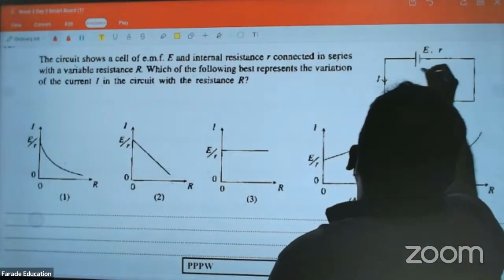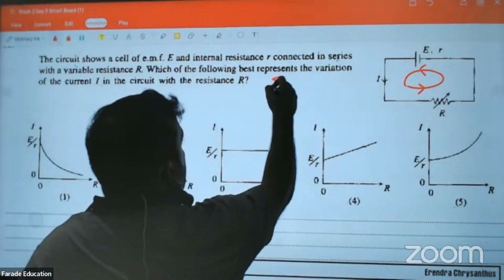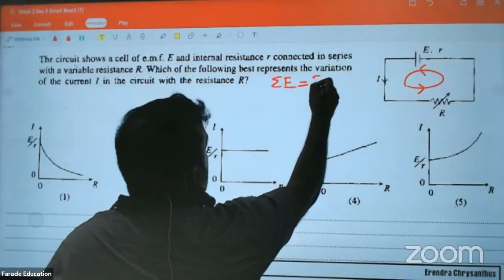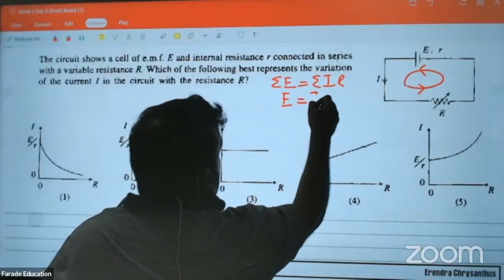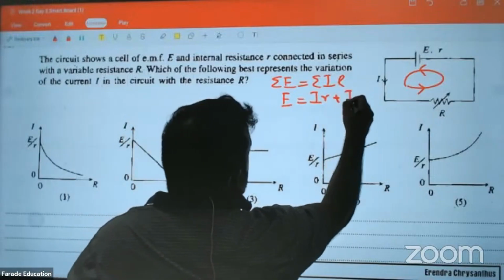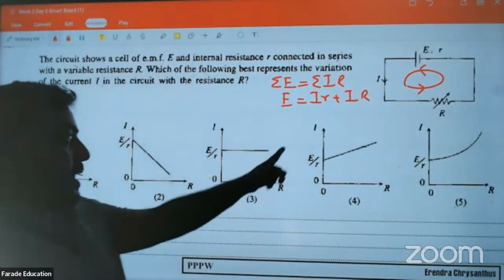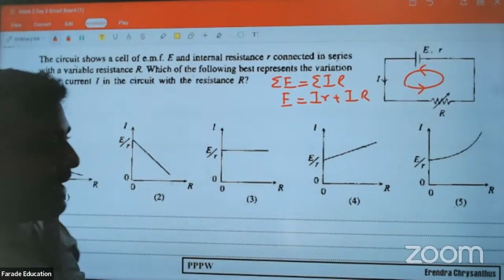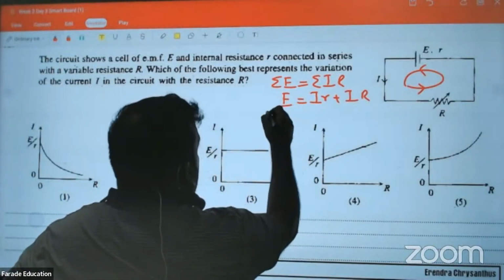Right, let's apply Kirchhoff's law here. All of you know the sum of EMFs equals the sum of potential differences: E equals I times small r plus I times capital R. R is your variable. Looking at this, I and R, let's make I the subject, then it's easier here. I is taken out.